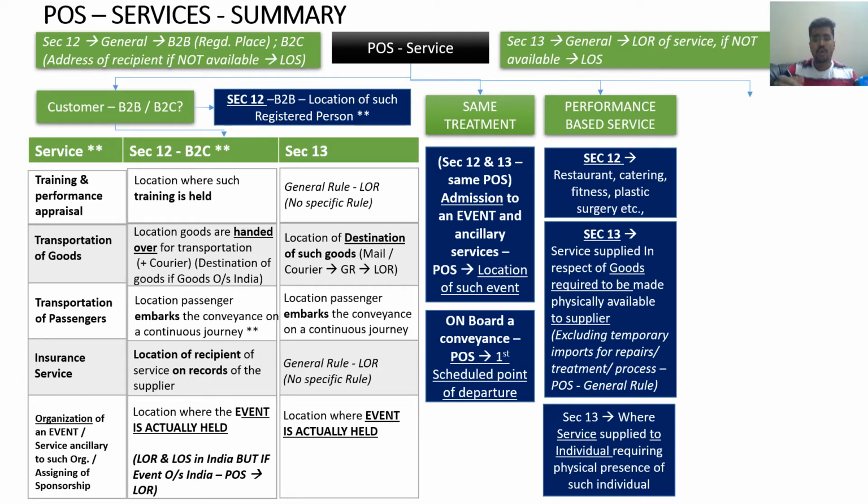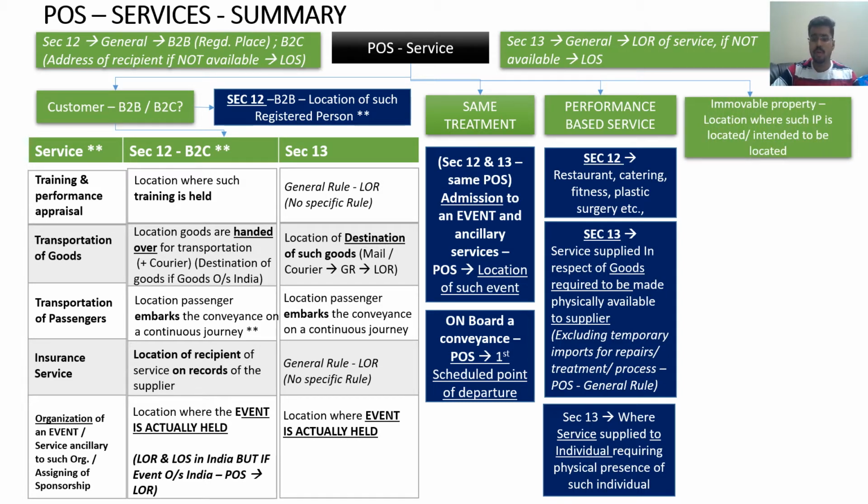So now let's go into the next grouping. Since you saw, these are the major groupings which we can have for place of supply, my friends: B2B, B2C, same treatment, performance based services. Once you are very clear on these, now there are some specific services which we will deal with one by one. Let's say immovable property, right?